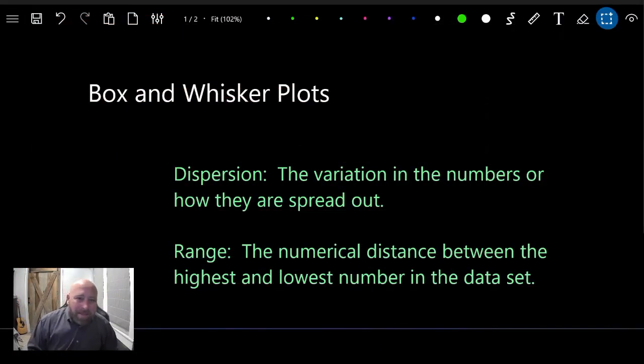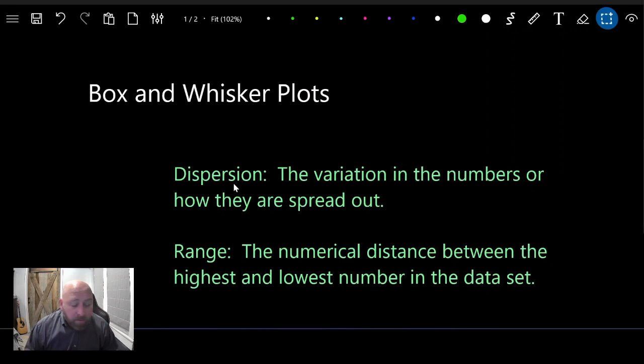I'm going to wait to the end of the class to tell you what the box and whisker actually is, but in essence, it's just a different type of graph, but we'll get to it. We have a lot of vocabulary to go through before we're able to really understand what the box and whisker is all about.